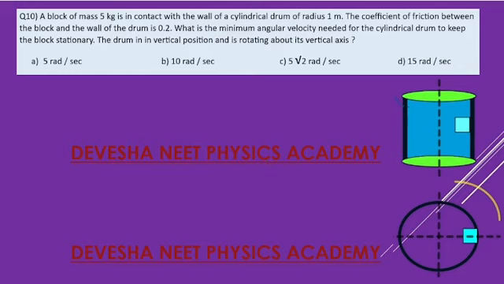In this case also, a block is resting against the cylindrical drum. If you see from the top, this particular cylinder is rotating around this axis. Now this block will also have its own weight, which will make it fall. Similarly here also there will be friction.